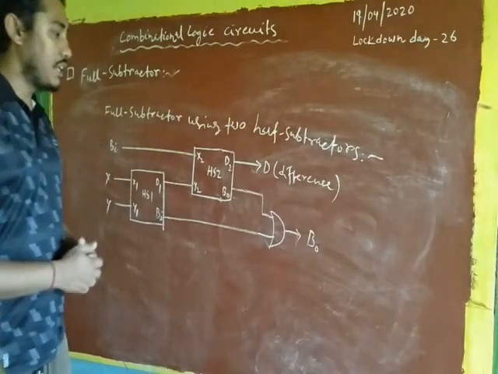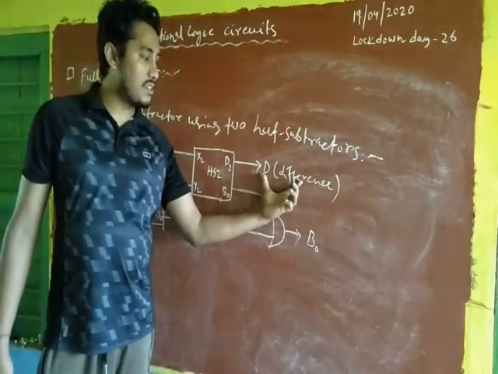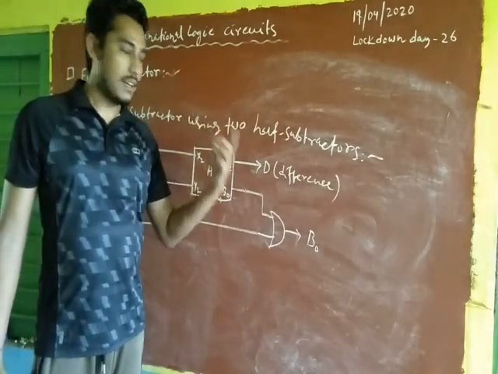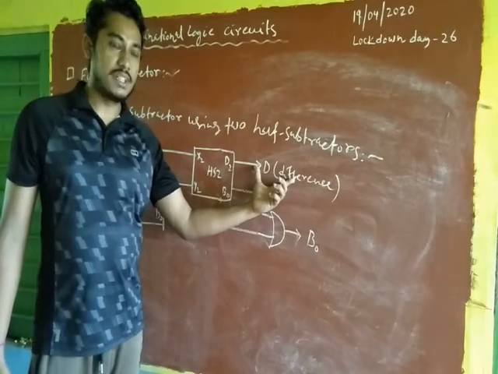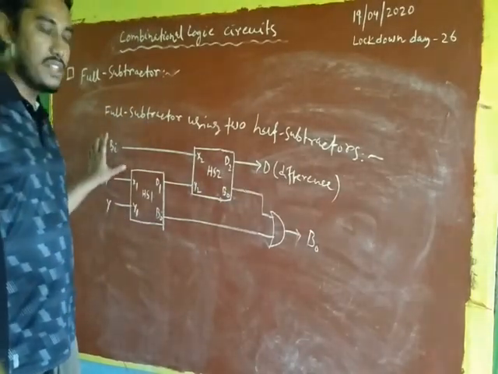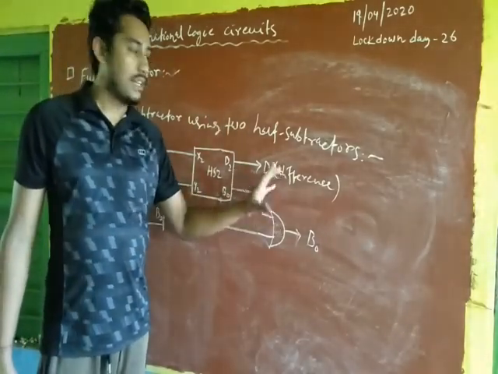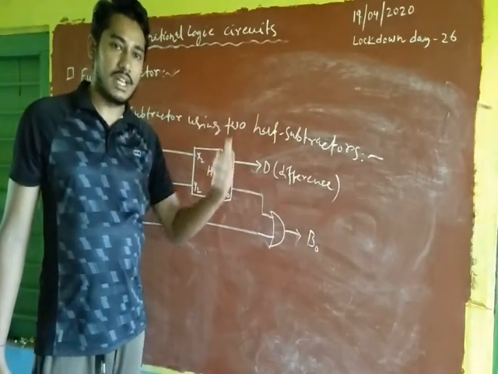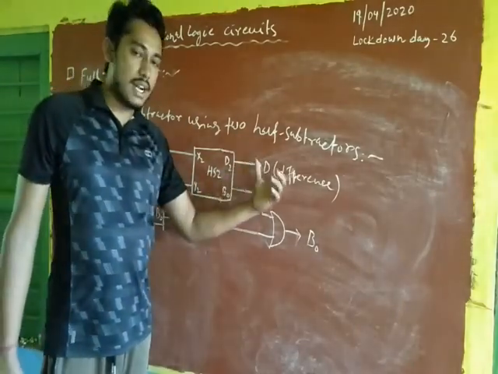Okay, now one thing you may notice here. If you remember the logic expression for the difference D for the full subtractor, and you remember for the full adder the sum output, it is the same. How is it the same? D is what? X XOR Y XOR BI. That means it is the XOR of all those three inputs. In the case of the full adder also, the sum output is the same as the XOR of all those three inputs. Okay, so there is this similarity between the full adder and the full subtractor.